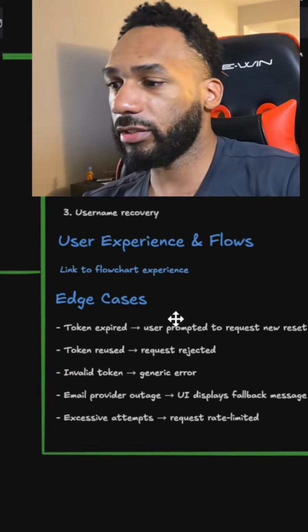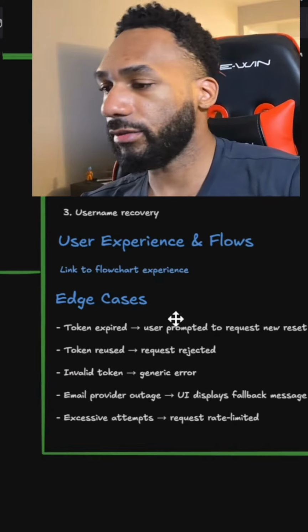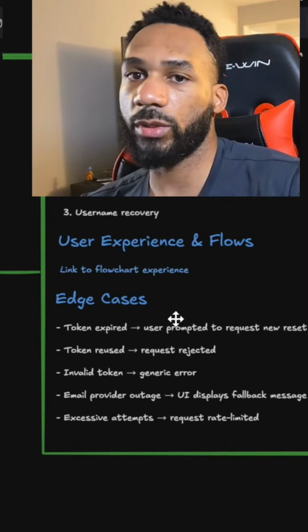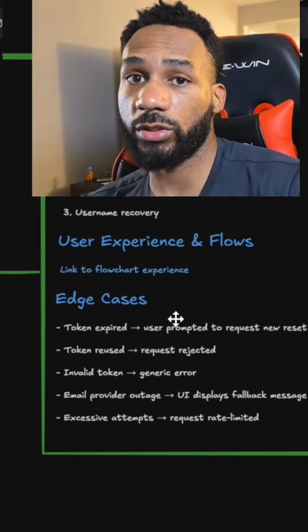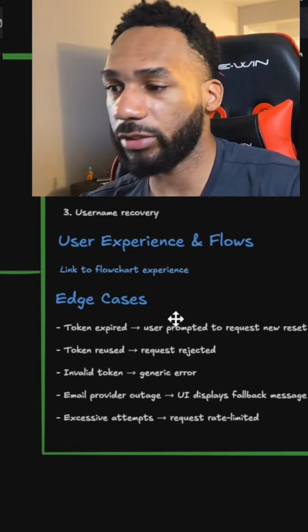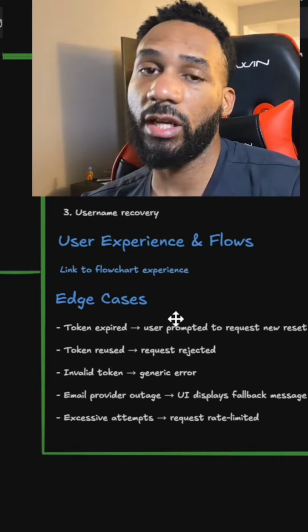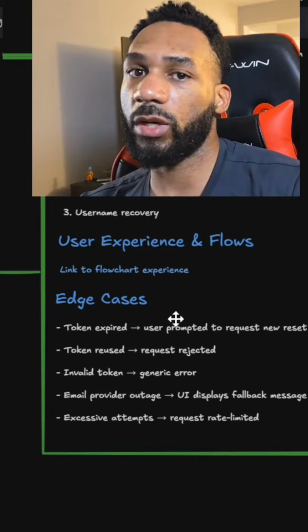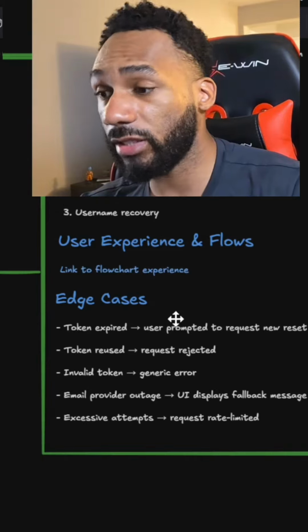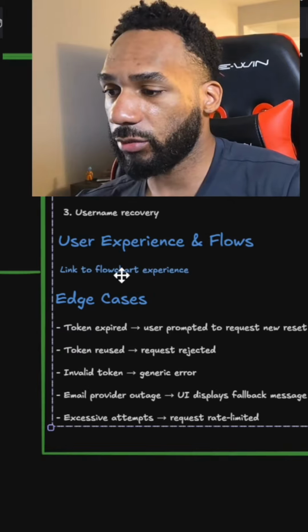So user experience and flows, right? User experience, this is where you would show a flow chart of what the user is going to be going through with this new feature. You don't have to necessarily do this, but from a technical standpoint, if you want others to understand exactly what the flow is, then this is something that you would probably do.